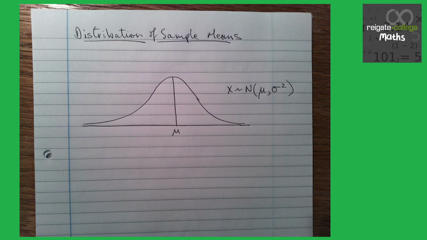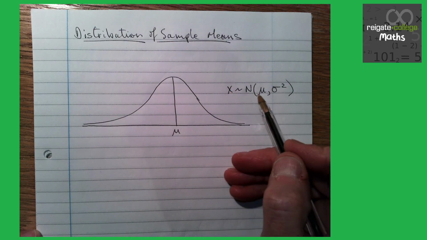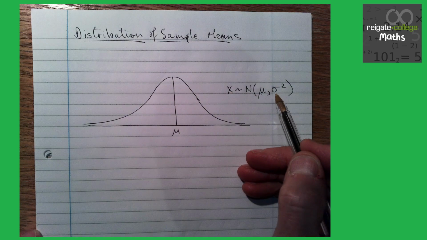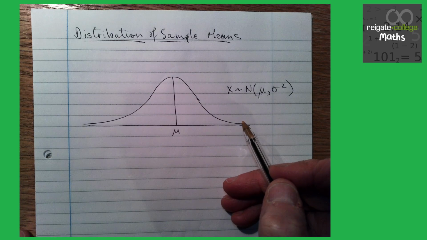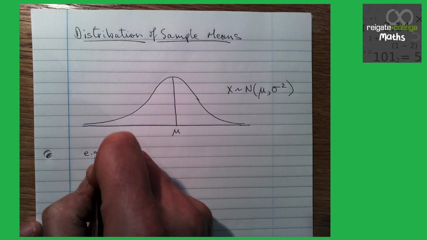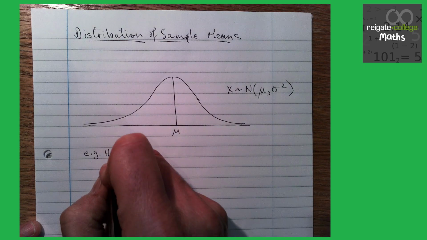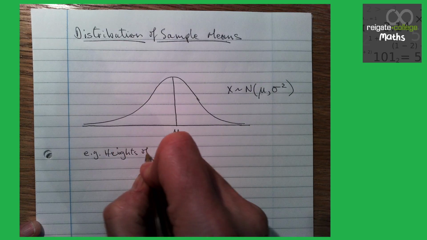So if we imagine that we've got a population which has a normal distribution, so here it is, my variable x is normally distributed with mean mu and standard deviation sigma, so it looks like this. So for example, we could be talking about the heights of adults in the UK.